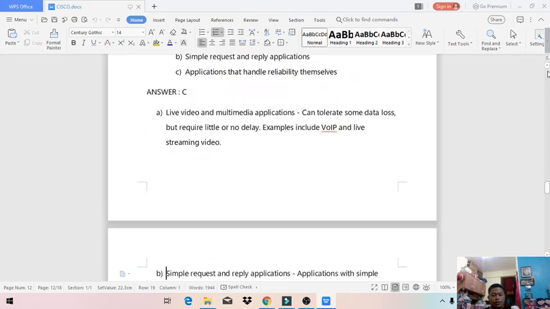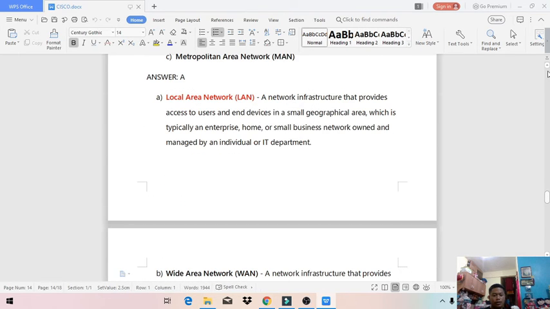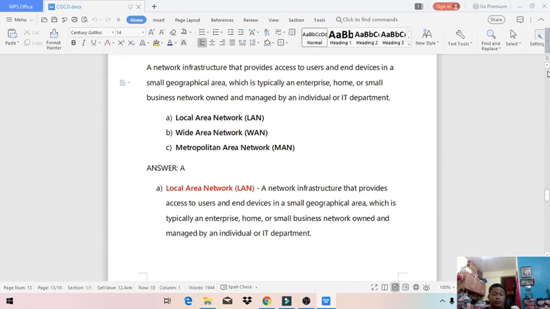So next is a network infrastructure that provides access to users and end devices in a small geographical area, which is typically an enterprise, home, or small business network owned and managed by an individual or IT department. The answer is LAN, or local area network.